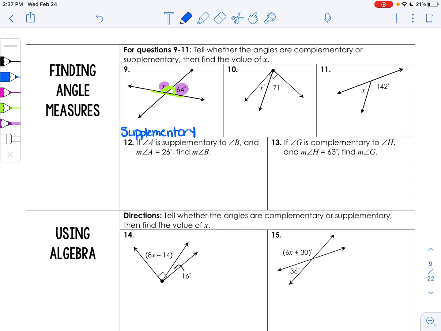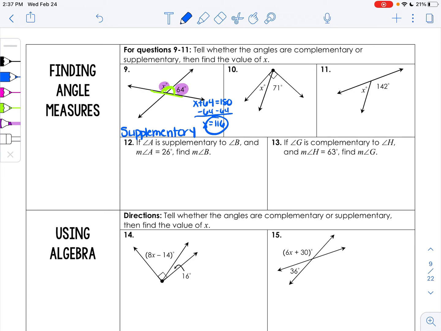I can use the fact that I know these are supplementary angles and what I know about equations to write an equation that will help me find my missing angle. Since I know these two are supplementary, I know that if I add them together, it should equal 180. So I can write the equation x plus 64 equals 180. And then I can use my knowledge of solving equations and subtract 64 from both sides and find that x equals 116.